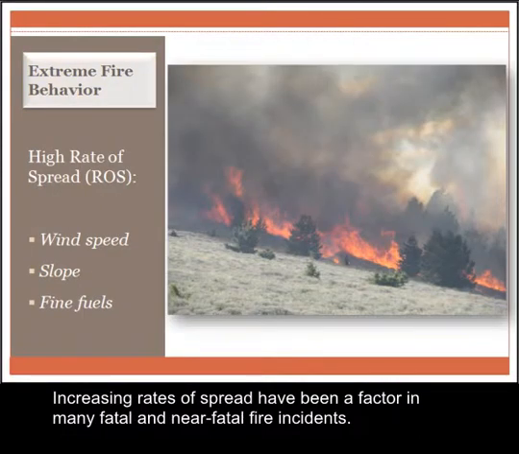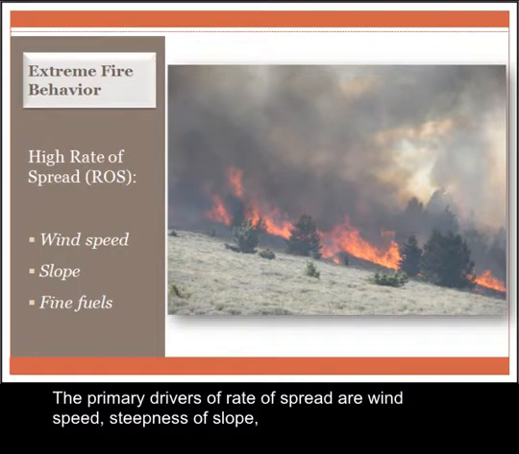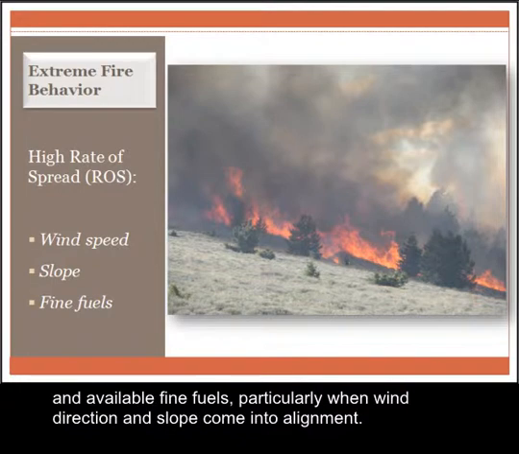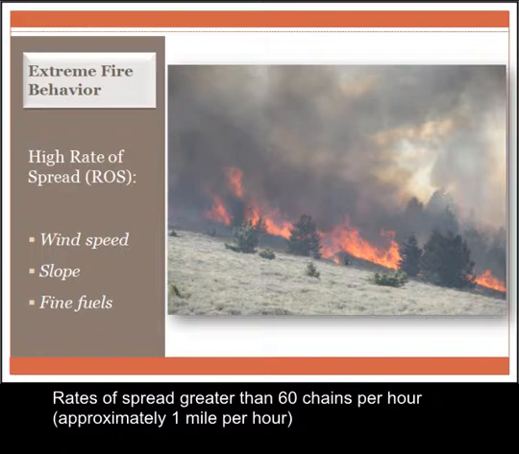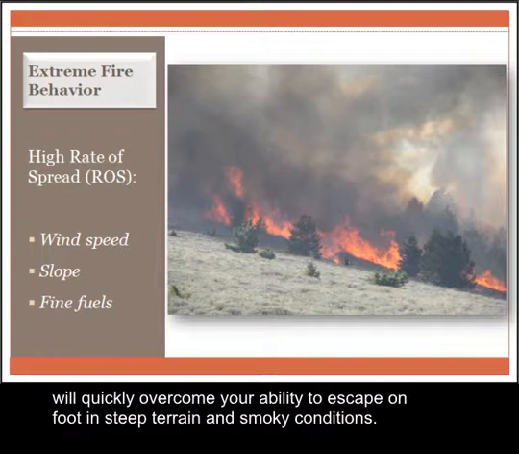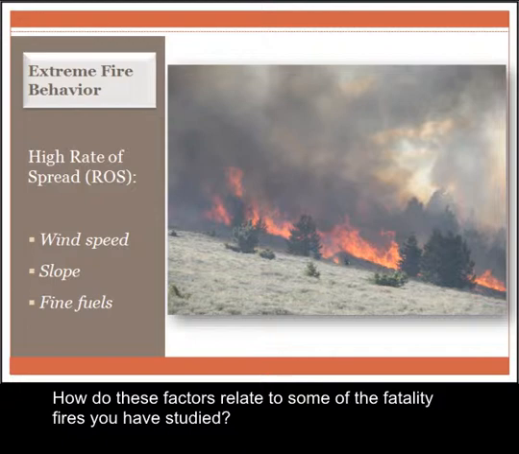Increasing rates of spread have been a factor in many fatal and near-fatal fire incidents. The primary drivers of rate of spread are wind speed, steepness of slope, and available fine fuels, particularly when wind direction and slope come into alignment. Rates of spread greater than 60 chains per hour, approximately 1 mile per hour, will quickly overcome your ability to escape on foot in steep terrain and smoky conditions. How do these factors relate to some of the fatality fires you have studied?